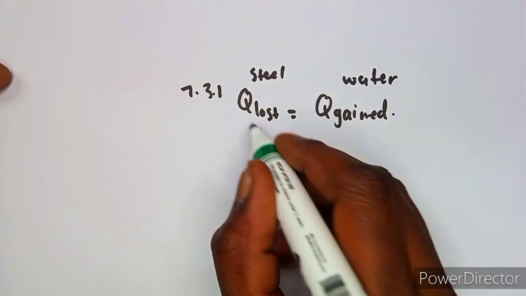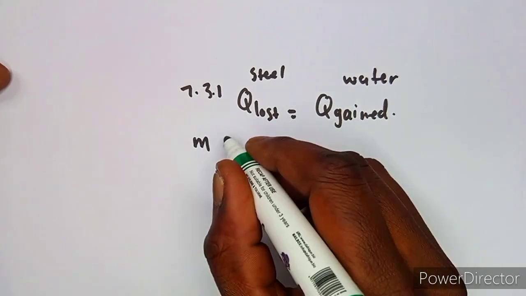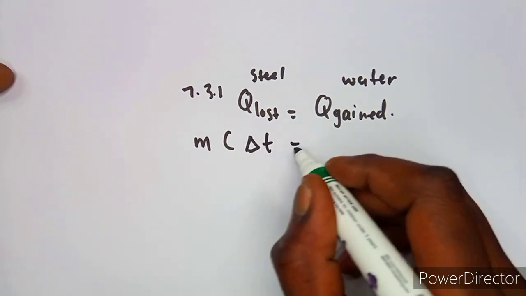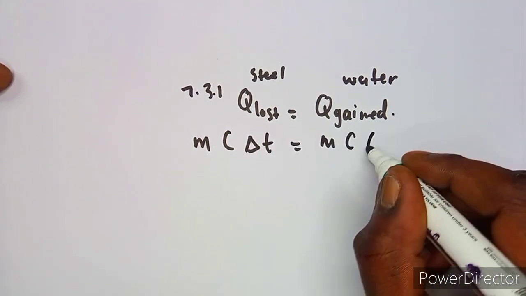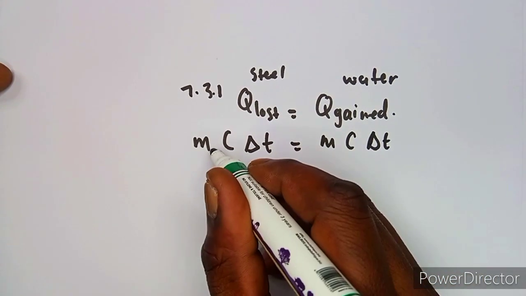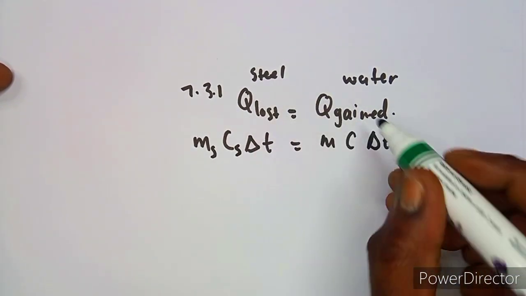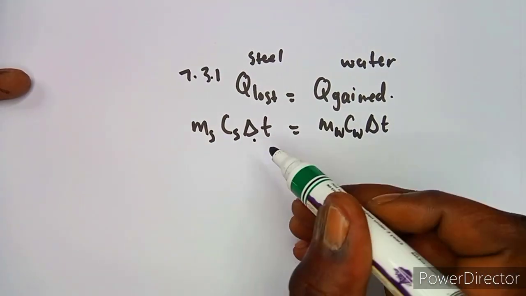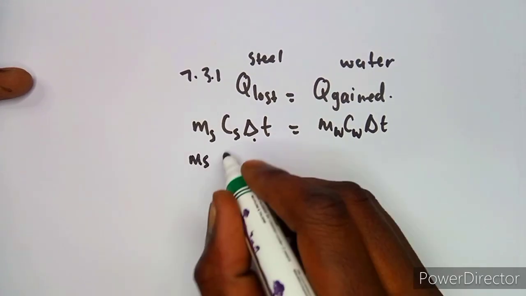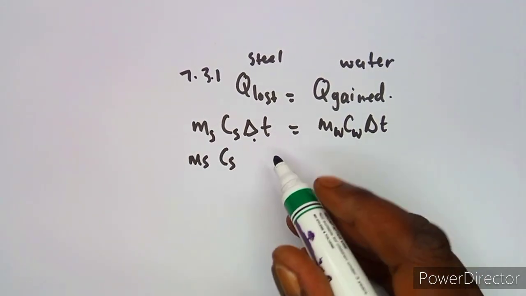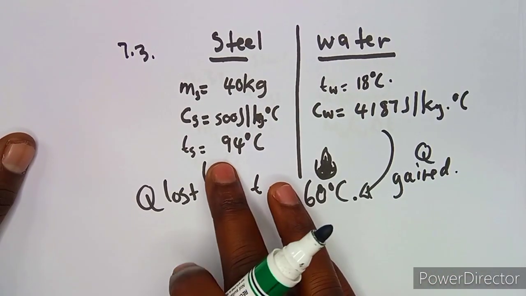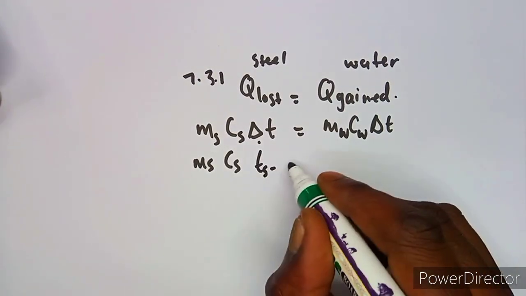Remember, the heat lost is mass times the specific heat capacity times the change in temperature. Let me write this. So this is the mass of steel, the specific heat capacity of steel. This is the mass of water, the specific heat capacity of water. But the change in temperature is going to be written like this. Because steel lost, we subtract the final temperature from the steel's temperature, so it's Ts minus T2.